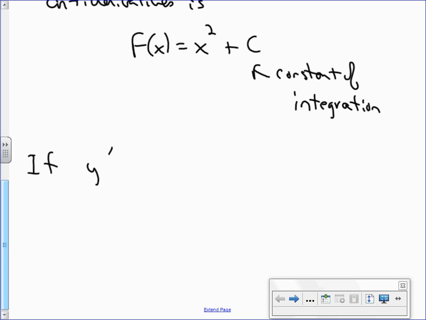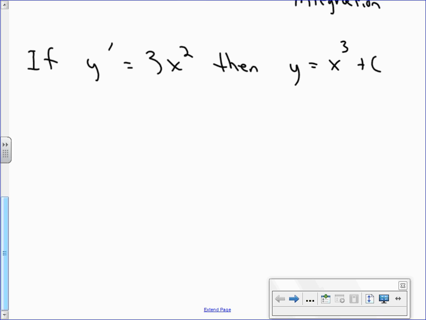situations. If I tell you that y prime is 3x squared, then a little bit of thought, and I'm going to give you an actual process later on, will tell you that y is going to be equal to x cubed. Can you see that the derivative of x cubed is 3x squared? And we put the plus c on the end to indicate x cubed plus 7 or x cubed minus 8 or any other constant on the end.